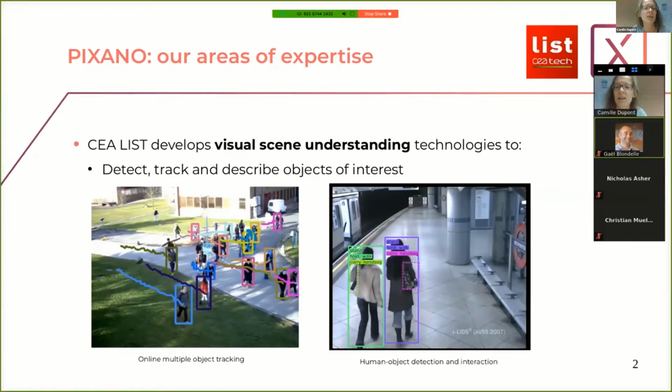It can also be localization. We want to localize the person. So we want to localize it in the image, but also in the real world. So is the person very far from the camera? Is it very close to the camera?